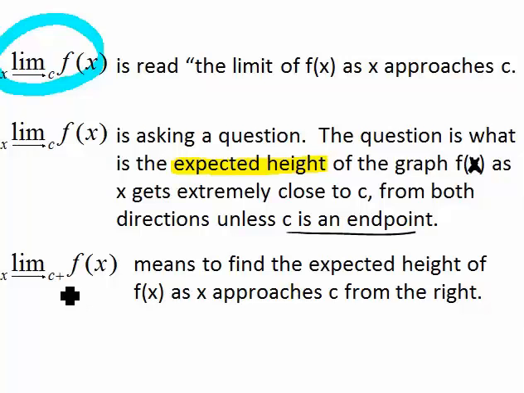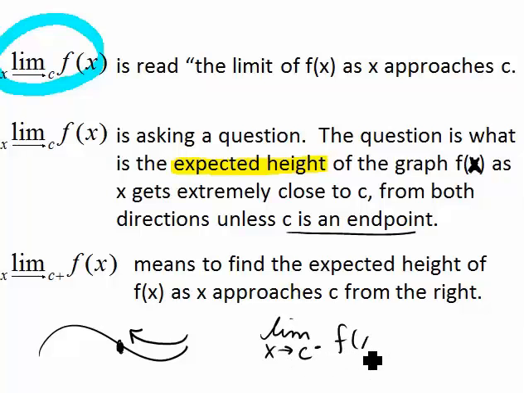When you have this little plus sign after it, it's saying what's the limit, or what is the expected height, as x approaches c from the right. So if you have some graph and you have a dot right here, from the right would be this direction. If you have the limit as x approaches c with a little minus sign, that is saying from the left. So as you approach that point from the left, this would be your c value. What is its expected height?